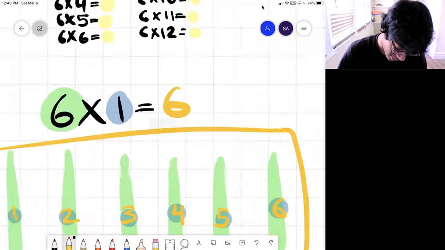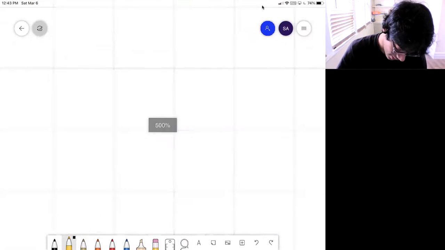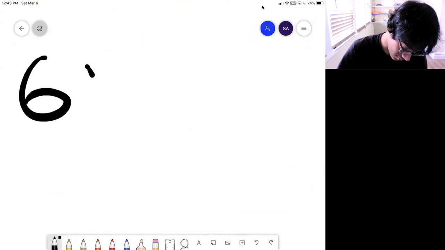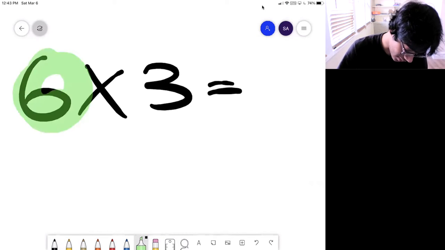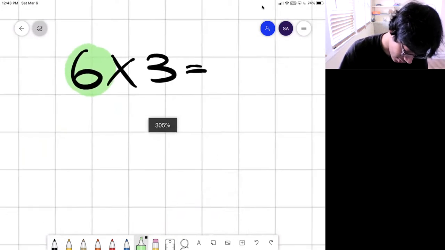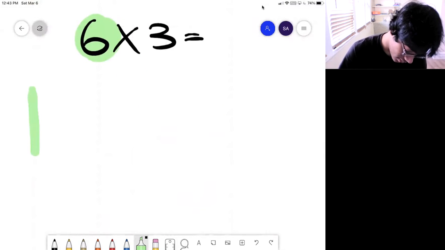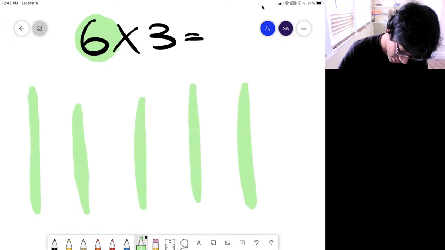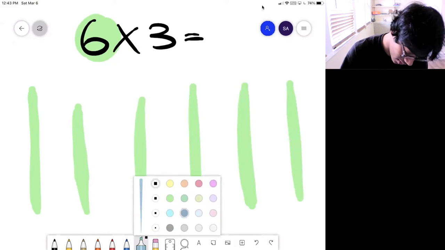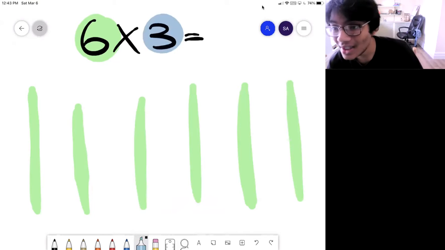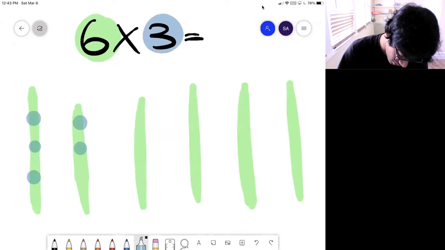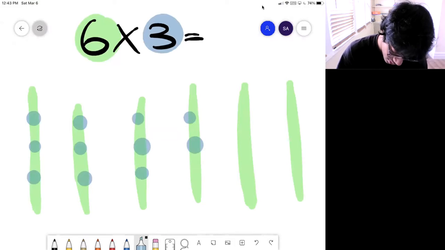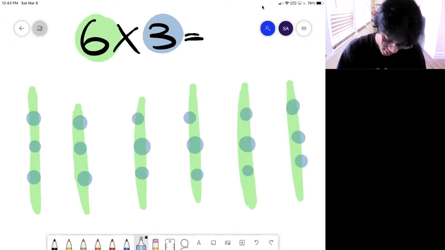Okay, next one up. 6 times 3. We're going to write 6 times 3 equals, and we have 6 columns, right? 6 columns. So that's going to look like this. 1, 2, whoa, 1, 2, 3, 4, 5, 6 columns. And we have 3 rows, three dots in each column. So 1, 2, 3, repeated across all six columns.